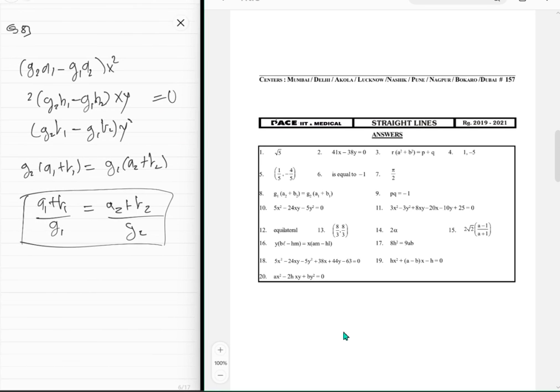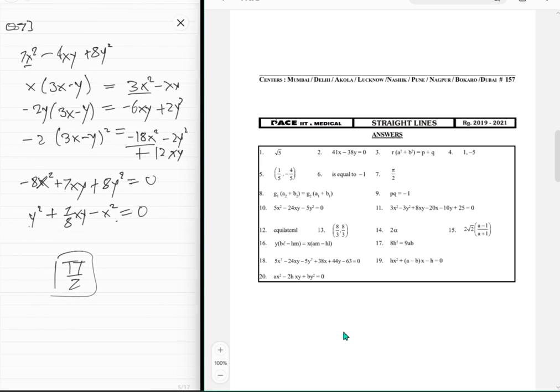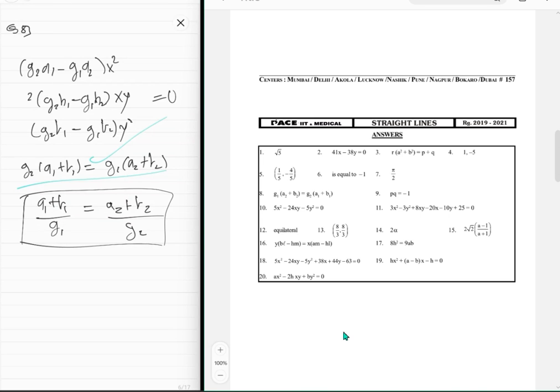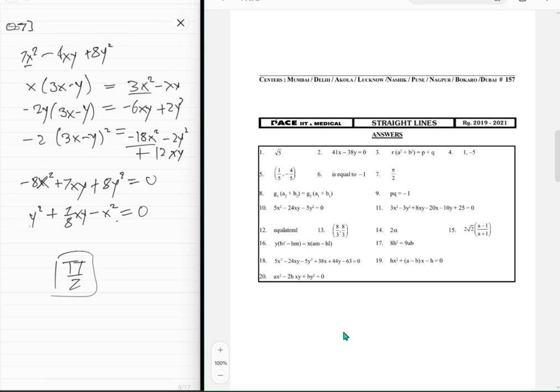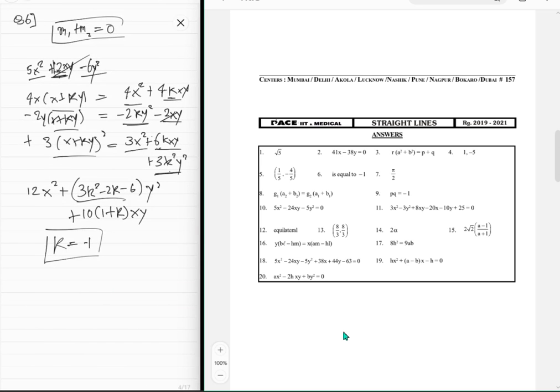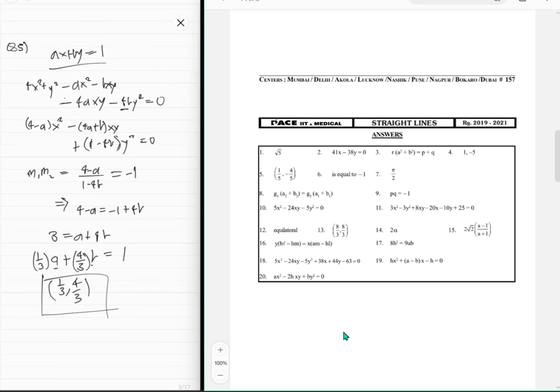Yep. Question number 8. Yeah, the same stuff. It was the same stuff, right? Question number 8. G1 times A2 plus. Yes. Okay, question number 7. I upon 2. Cool. Question number 6. It's equal to negative 1. Yeah. Question number 5. 1 by 5.